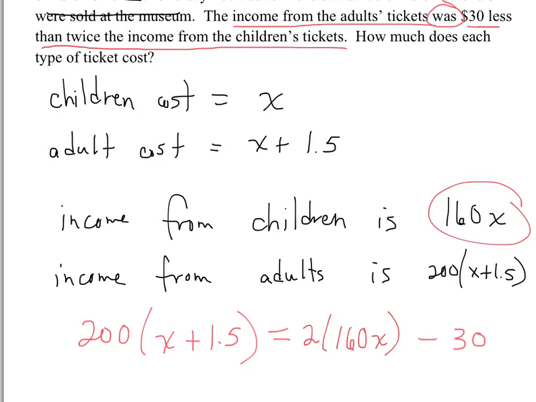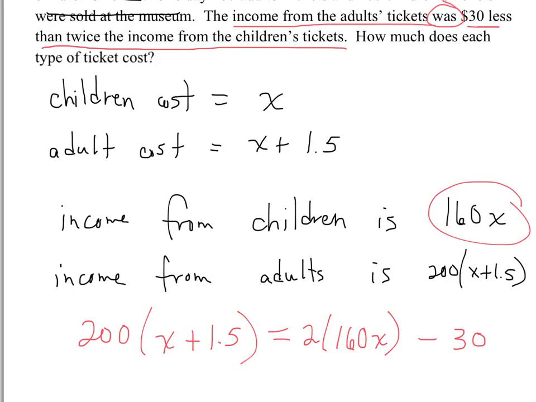Again, we take that last sentence and break it down into parts. The income from the adults' tickets. Well, that's this first half of the equation, the left-hand side. Okay, that's right here. When I see the word was, I put an equal sign. 30 less than means put a minus 30. 30 less than twice the income of the children. Here's twice the income of the children. Okay, at this point in time, it's just solving algebraically. I'm assuming everybody can do this. Distribute the 200, please, to make this 200x plus 300 it would be. Equals 320x minus 30. Combine like terms and solve.